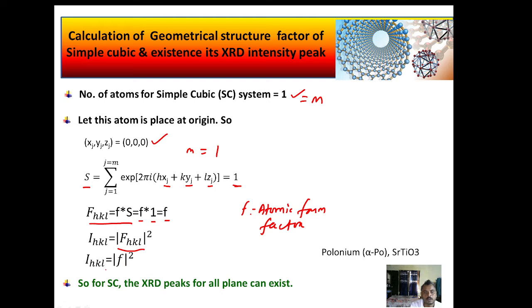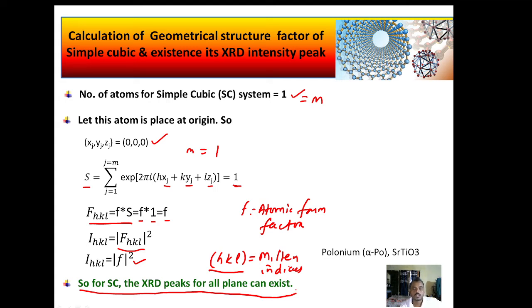So whatever HKL you take, HKL being the Miller indices of a given plane, S will come as 1 and we will have F_HKL equal to small f. That means for all possible values of HKL, there will be some non-zero value of intensity. So the conclusion is that for the simple cubic unit cell, the XRD peak for all planes can exist. Please remember this point. This will be highly useful for our crystal structure analysis.